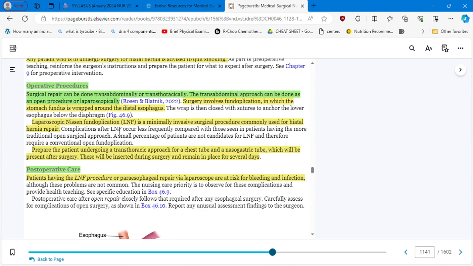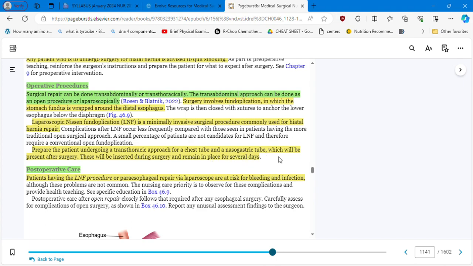Laparoscopic Nissen fundoplication. One approach is to conduct it transabdominally, meaning an upper abdominal surgery to do the Nissen. Another approach is to do the same laparoscopically. It's a minimally invasive surgical procedure commonly used for hiatal hernia repair. Prepare the patient undergoing a transthoracic approach. Wow, a chest tube is not necessary if you really follow proper nutrition and lifestyle changes and you lose weight.